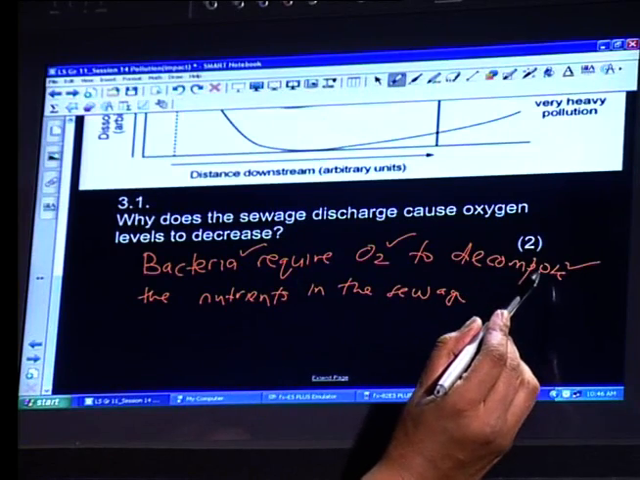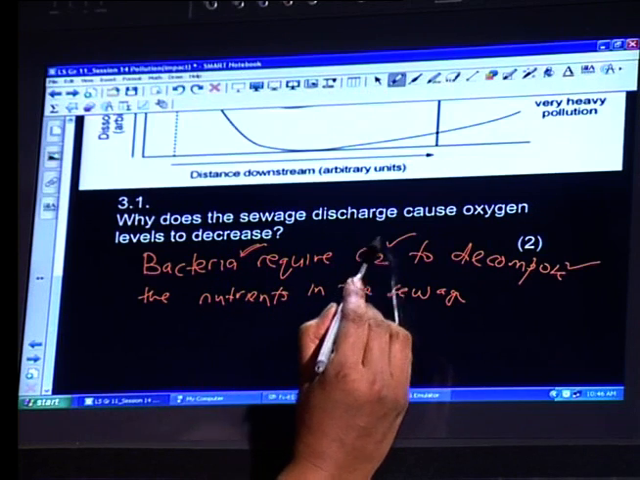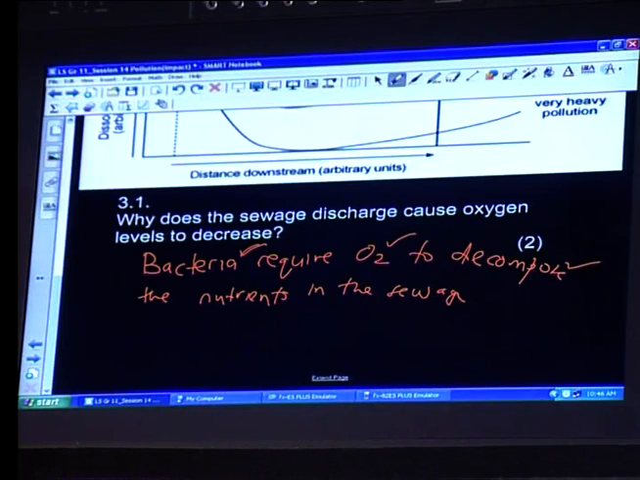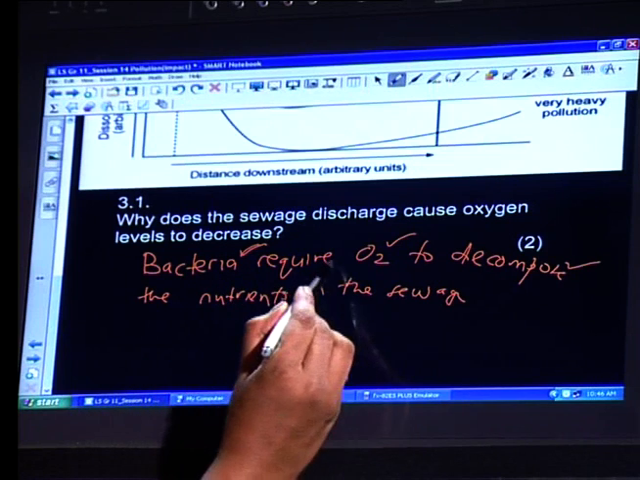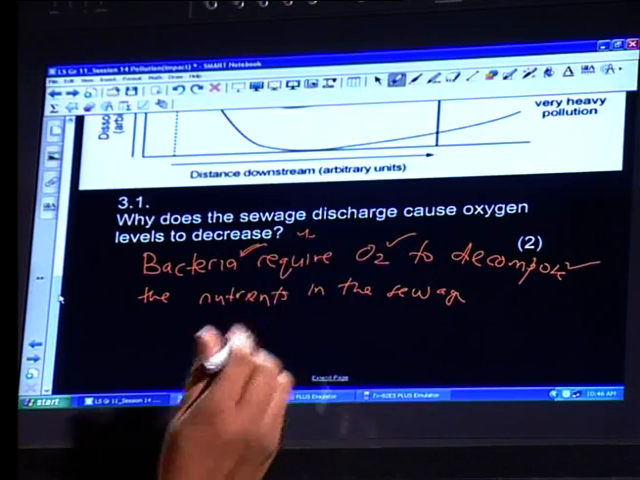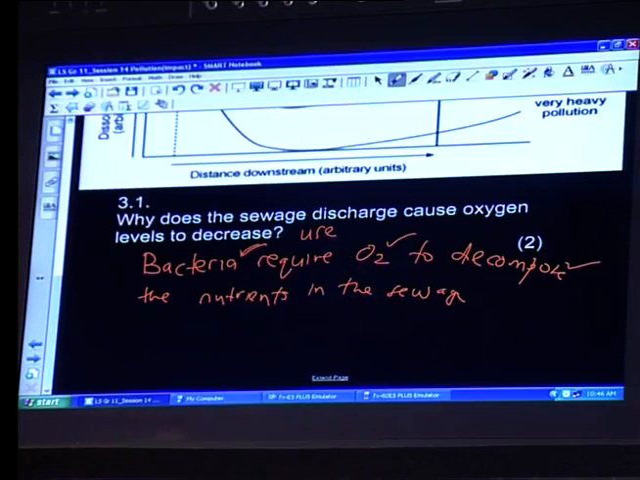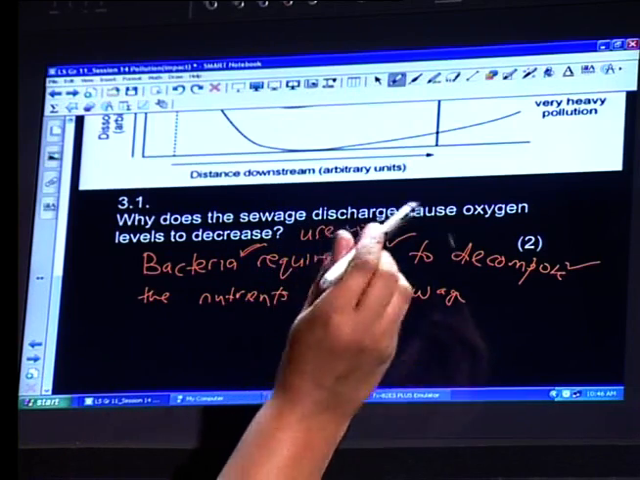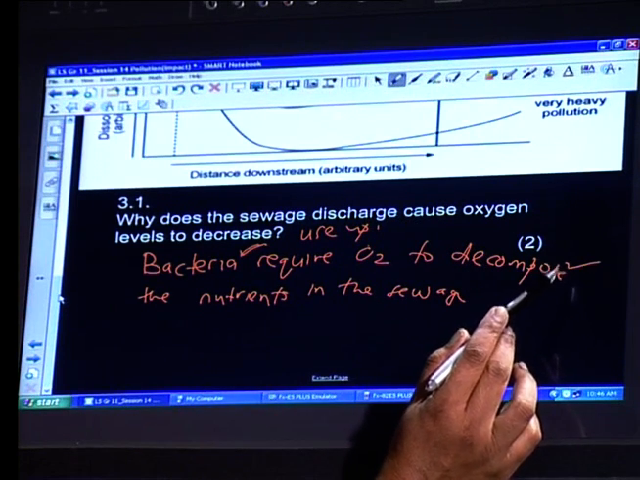And there you can get at least 3 marks. But if it's 2 marks, for saying bacteria use up oxygen or require oxygen to decompose, you get another mark. So that is, as long as you have the words that the bacteria require oxygen, or you can say bacteria use up oxygen, that is where the second mark comes in, to decompose the nutrients in the sewage. It's a proper explanation of why oxygen is being used up the minute sewage gets deposited.